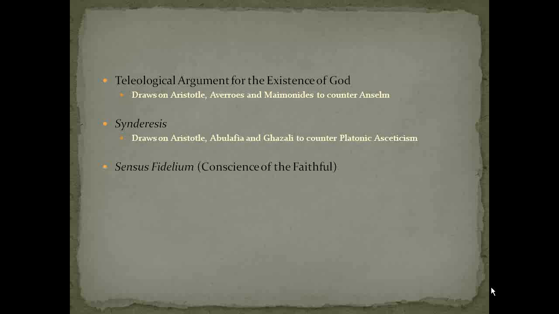Sensus fidelium is really a counter to Augustine's very trapped, churchified conscience. Again, I mean, how could Augustine not think that conscience meant, you know, somehow doing what the church told you? But again, Thomas is an Aristotelian. He believes in the senses realm. He believes that we can trust our own sense of what's right and wrong. As long as we have an informed conscience, we can trust that it will lead us in the right direction.